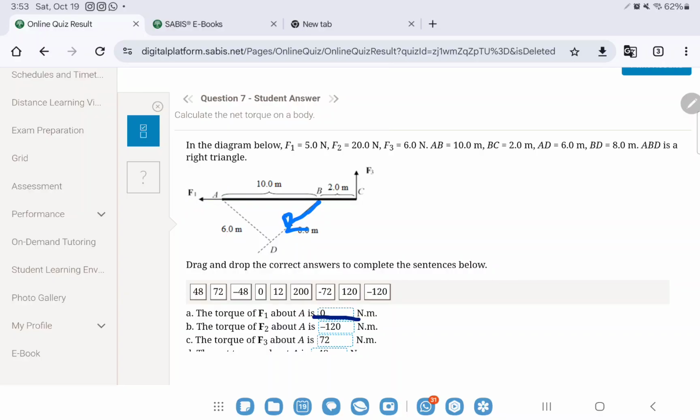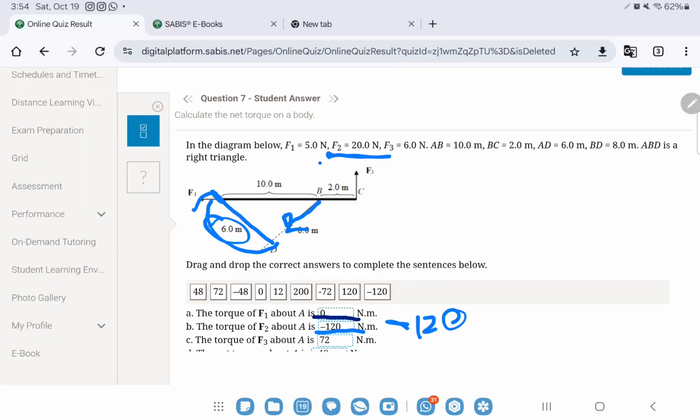I'm going to erase this. So F2 is here. The distance between it and the intersection with A is 6 meters. F2 is equal to 20 newtons. And we need to see its direction. Its direction is like this, so this is clockwise. So it's going to be negative because of the clockwise. And then 20 times 6 is 120. That's how you get this part.